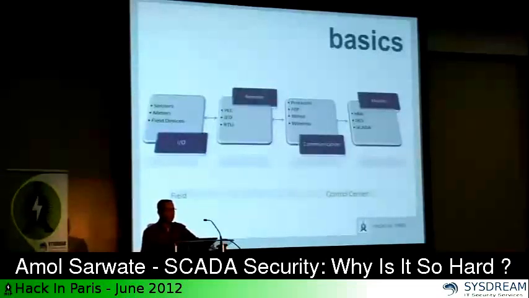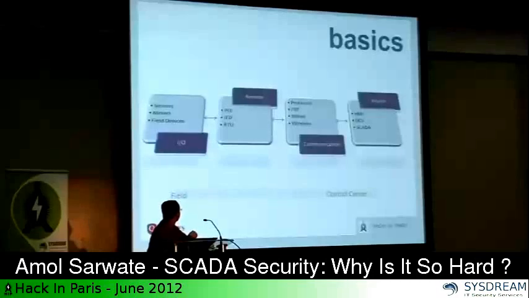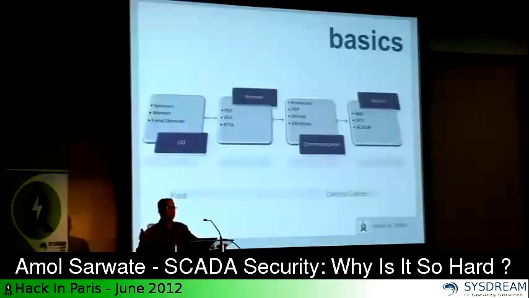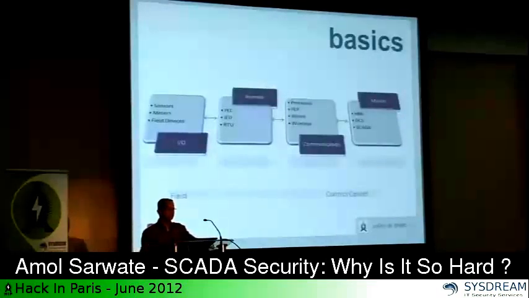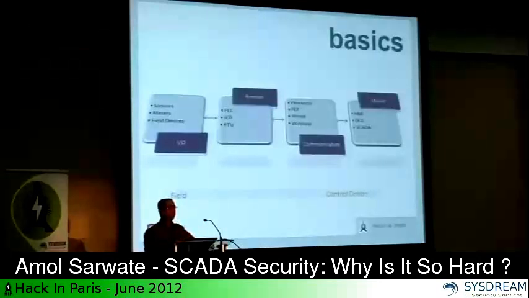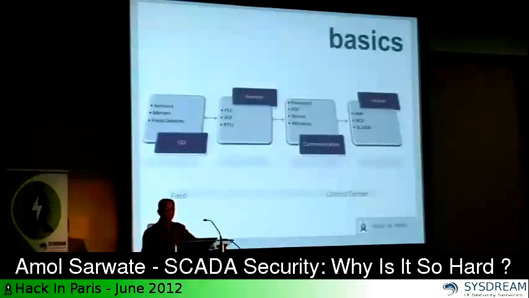What you have on the left-hand side is the field. It could be thousands and thousands of kilometers away from your control center. And on the right side is the control center, where operators are manned 24/7 to monitor the activity of the SCADA system.